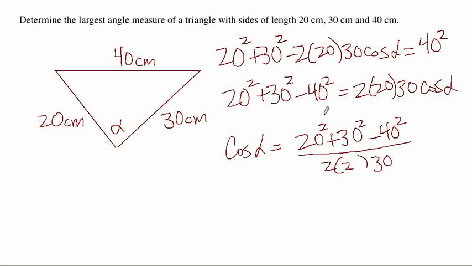Now, to find alpha, we're going to have to take the arc cosine of both sides. And you can use a calculator to see that that will give that alpha is approximately 104.5 degrees. Okay?